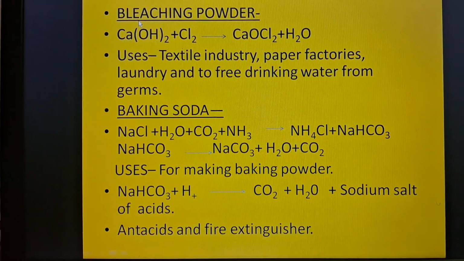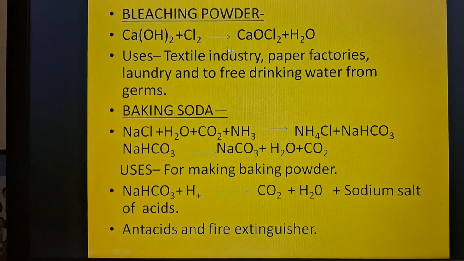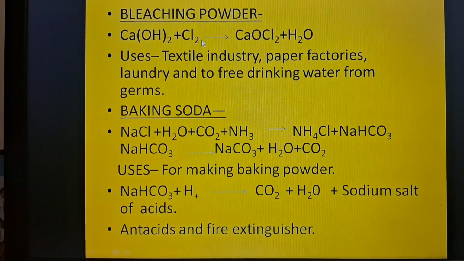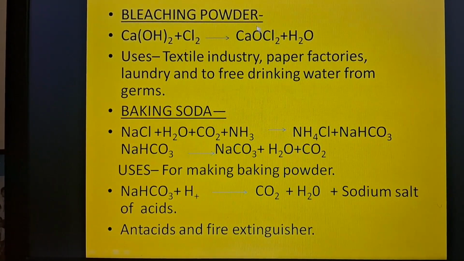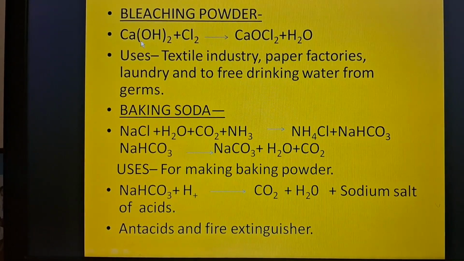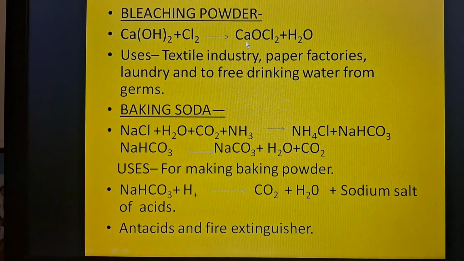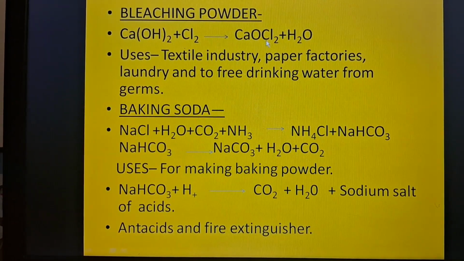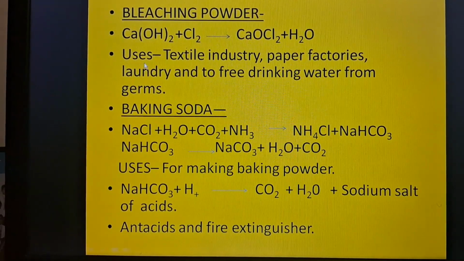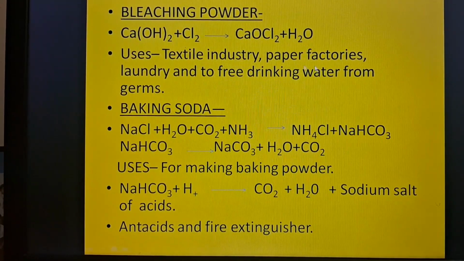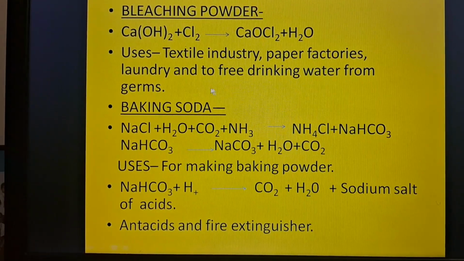Now different types of salts. The first one, bleaching powder. Bleaching powder is formed when calcium hydroxide reacts with chlorine to form calcium oxychloride plus water. CaOCl2 is the bleaching powder. Ca(OH)2 is the calcium hydroxide. It's reacting with chlorine gas to form bleaching powder, CaOCl2, calcium oxychloride, with water. Now what is the use of this bleaching powder? It's used in the textile industry, paper factory, laundry and to free drinking water from germs, meaning to kill the germs in drinking water.